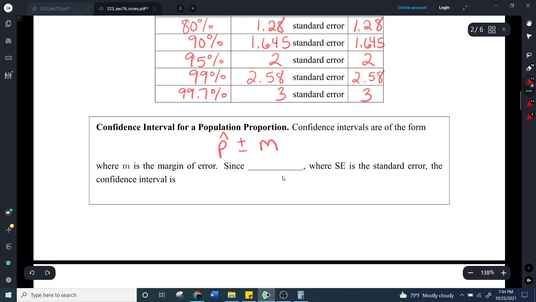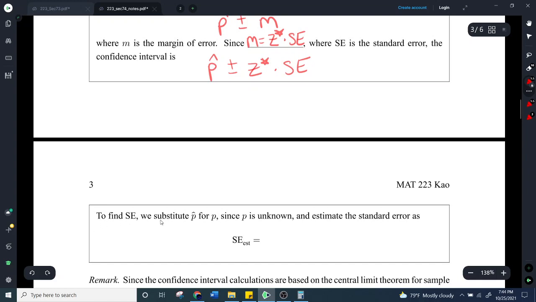Since the margin of error is equal to Z star times the standard error, where SE is the standard error, if we put all this together, the confidence interval is built by doing P hat plus or minus Z star times the standard error, or the estimated standard error that we're going to use. So to find the standard error, we substitute P hat for P.